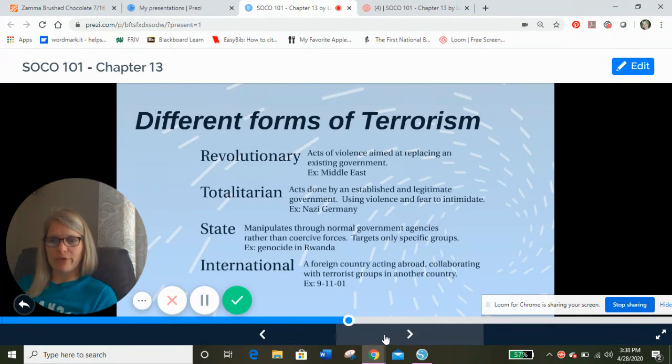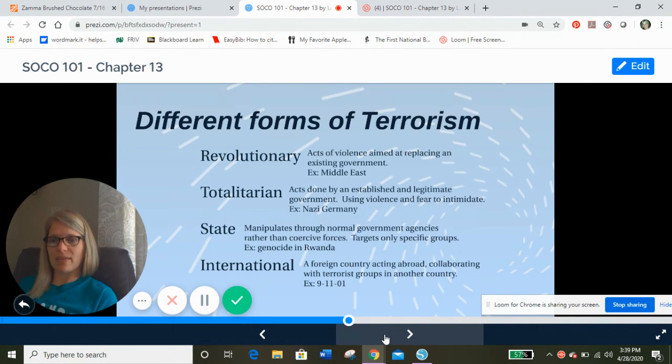So there's different types of terrorism. We're breaking it down even further. There's revolutionary terrorism, acts of violence aimed at replacing an existing government. That happens a lot. We hear about it now in like the Middle East. There's totalitarian. It's acts done by an established and legitimate government using violence and fear to intimidate. So think about Nazi Germany. Remember that total word meaning total control. There's state terrorism, where manipulation occurs through normal government agencies rather than through coercive forces, and it targets only specific groups. Our own country could be categorized as doing this.